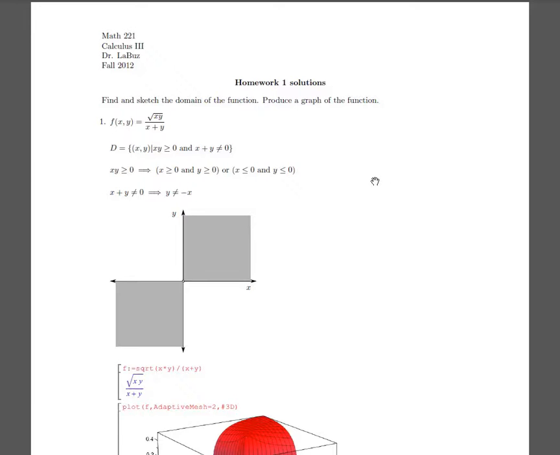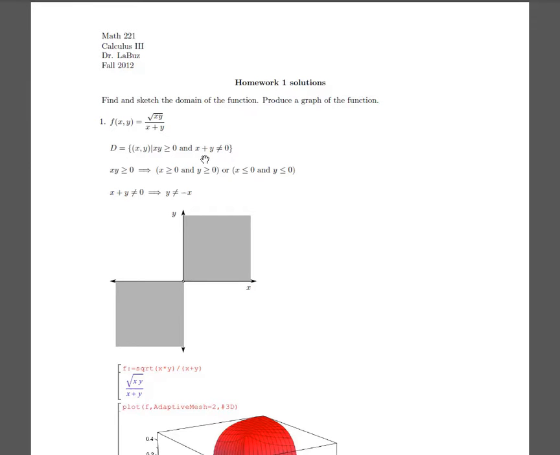Okay, let's go over this homework. In the first problem, we have a function with x times y under a square root and x plus y in the denominator, and that gives us the conditions x times y greater than or equal to 0 and x plus y not equal to 0.